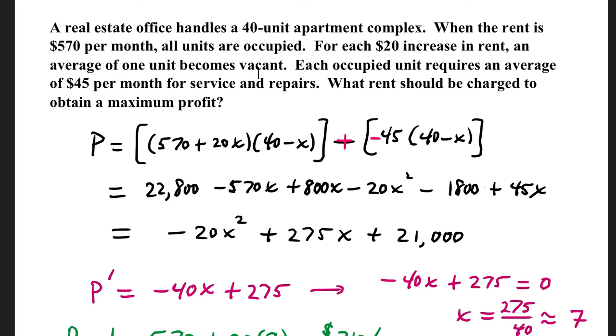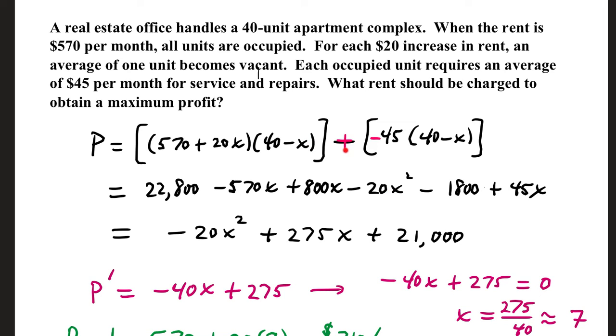Again, this is just a follow-up example with a few numbers regenerated, which is what you'll find in your WebAssign account. Profit is rent times number of apartments. That's the revenue, the money coming in, minus the money going out, which will be $45 per month for service and repairs, times the number of apartments that require it. FOIL: 570 times 40, 570 times negative x, 20x times 40, and 20x times negative x.